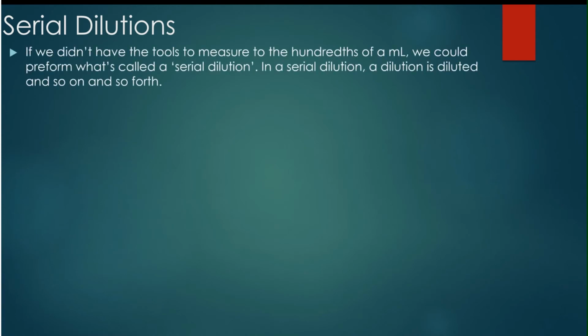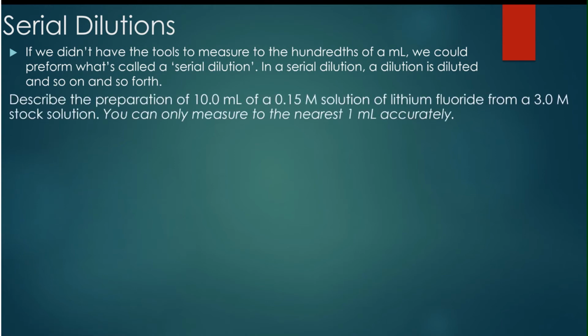So the example you saw a couple of slides ago was a serial dilution, where you start with a stock solution, you dilute it once, then you dilute it a second time, then you dilute it a third time. That's a serial dilution where you're continuously making a smaller and smaller dilution. You're diluting your dilution and then diluting that dilution and then diluting the dilution solution.